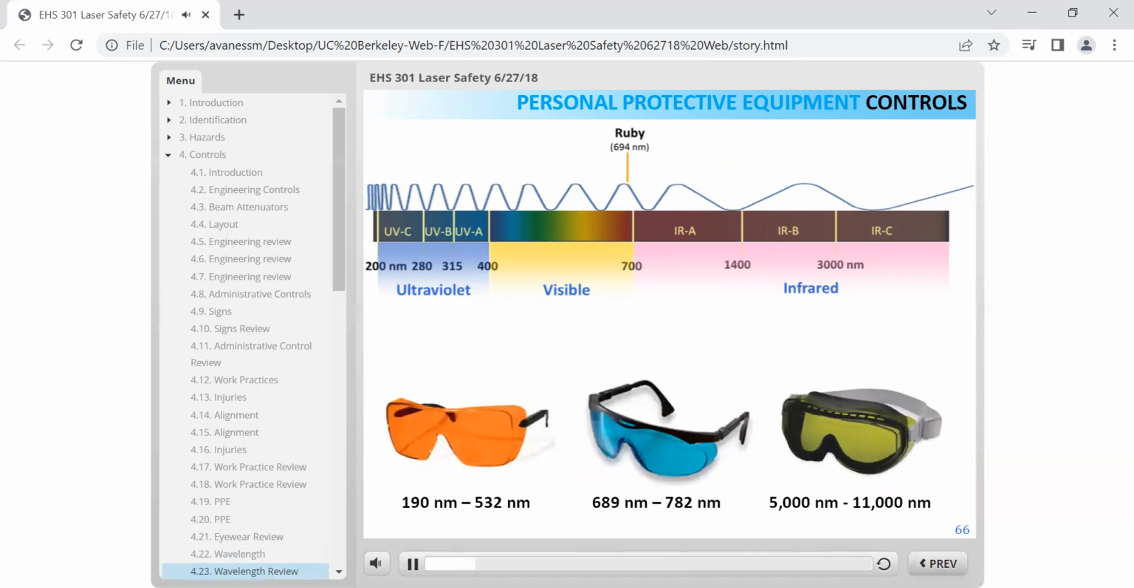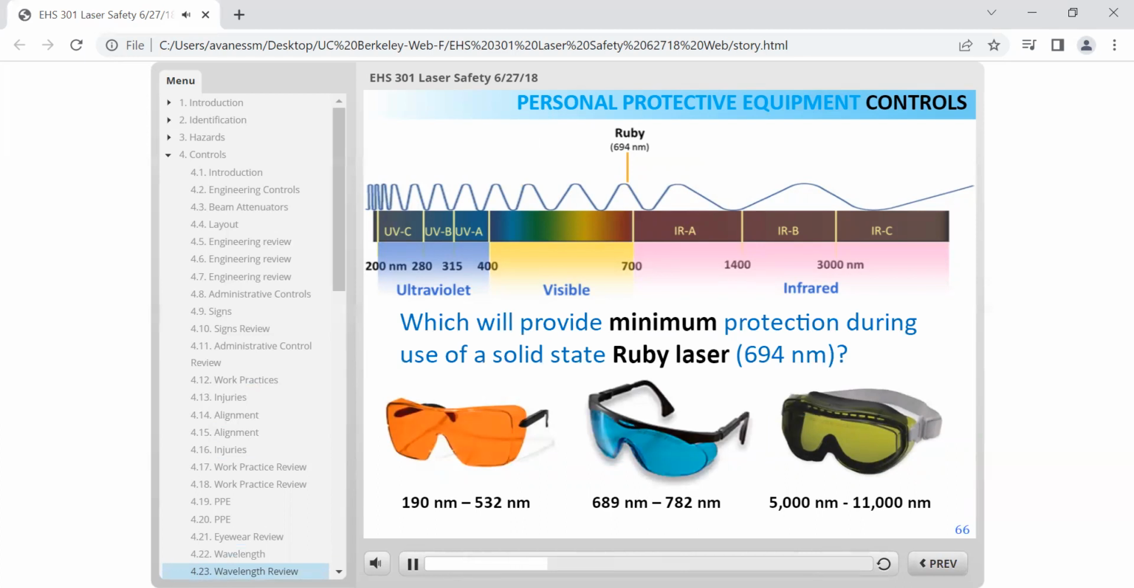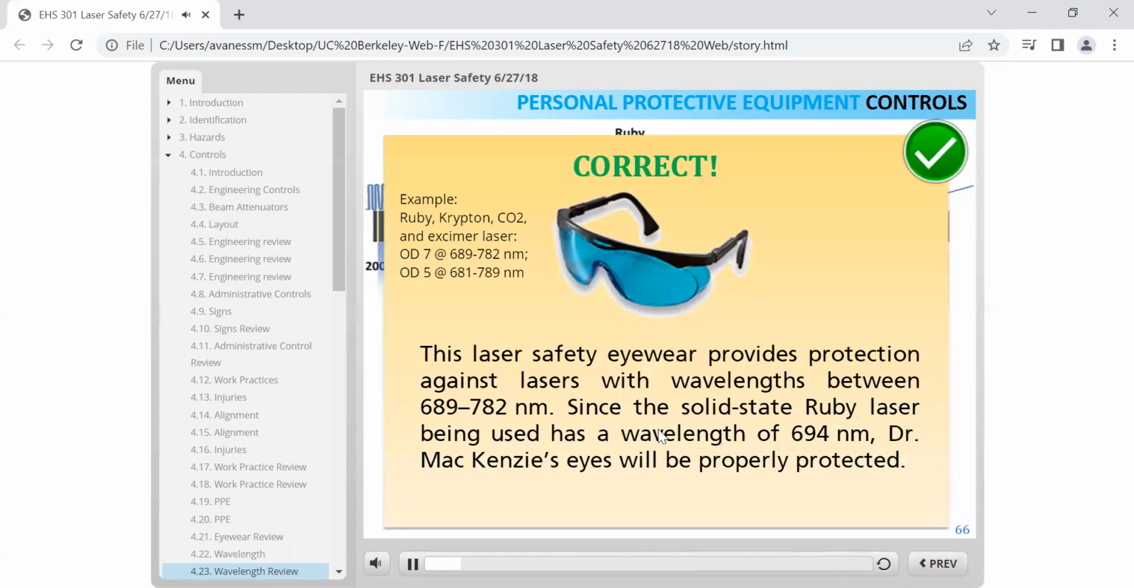What do you think? Dr. Mackenzie needs to protect her eyes during the use of a solid-state ruby laser at a wavelength of 694 nanometers. Which laser eyewear can give her the minimum protection she needs? That is correct. This laser safety eyewear provides protection against lasers with wavelengths between 689 to 782 nanometers. Since the solid-state ruby laser being used has a wavelength of 694 nanometers, Dr. Mackenzie's eyes will be properly protected.